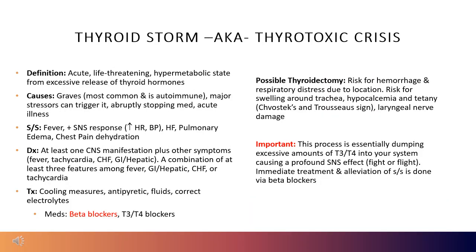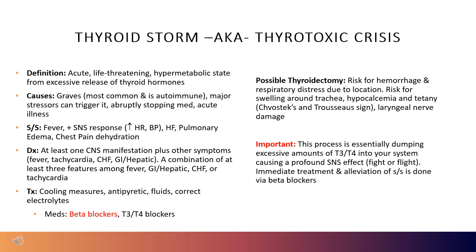Moving on to thyroid storm, or thyrotoxic crisis. It's basically a medical emergency. It's when your body suddenly releases a massive surge of thyroid hormones, and that creates a really extreme hypermetabolic and sympathetic nervous system response. Most cases happen when the patient has already had a history of hyperthyroidism, especially Graves' disease, and that can get triggered by stress.